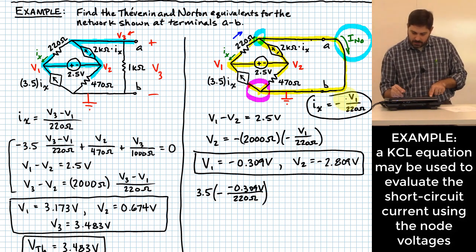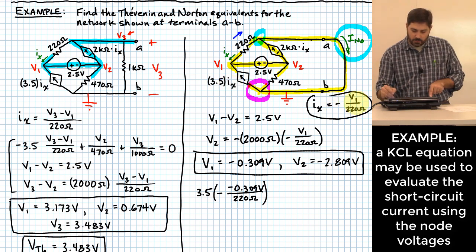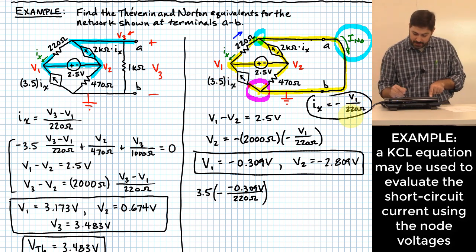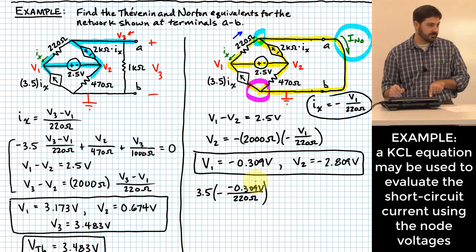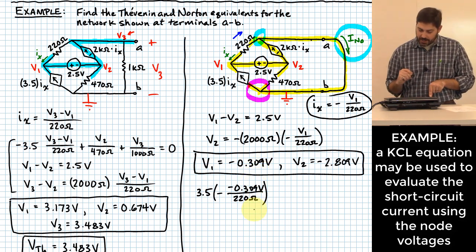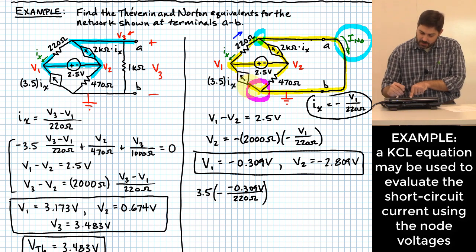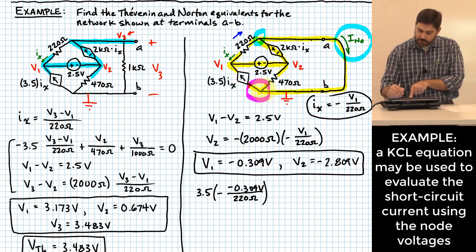It says 3.5 times Ix, but Ix is negative V1 over 220, and V1 is negative 0.309 volts. So that's where the two negatives come from. One negative came from right here, and that one wound up right here. The other negative came from the fact that once I solved for V1, it came out negative. So that's how much current is leaving that node on that leg. How much current leaves the purple node on the leg going up toward V2?